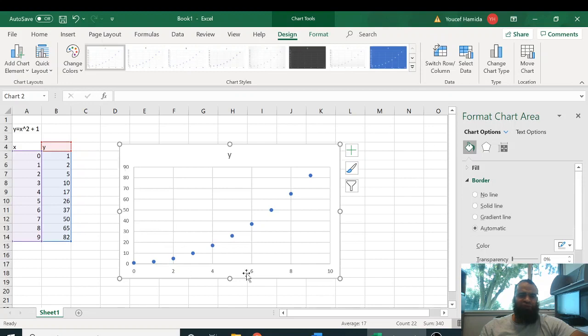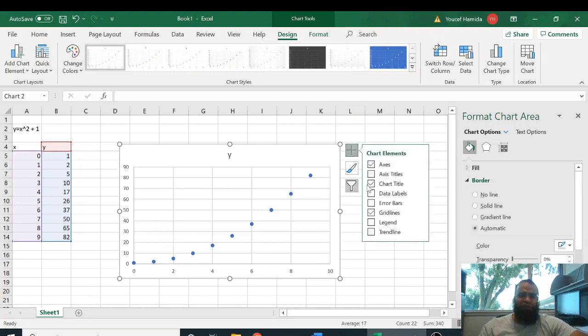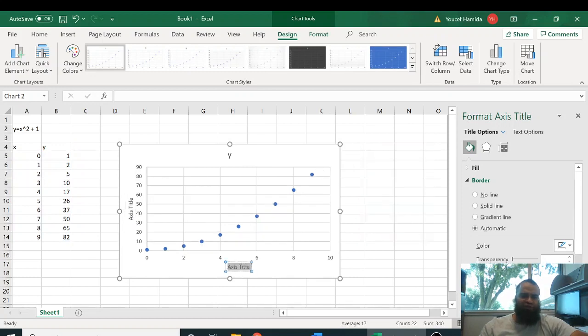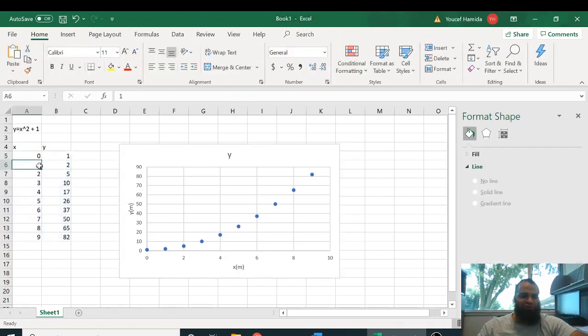Now I need to label this. So let's say I put the axes titles here. On the x-axis, I have x in, let's say, meters, and y is also in maybe meters, or meters per second, whatever. That's not the point at the moment. So when x is 0 meters, y is 1. When x is 1, y is 2. When x is 2, y is 5, and so on and so forth.